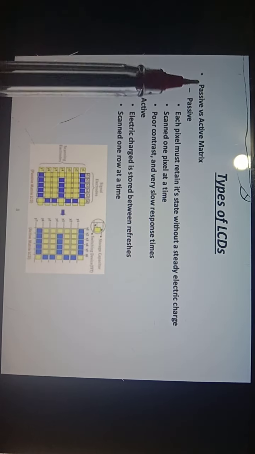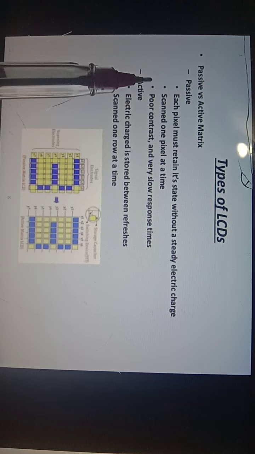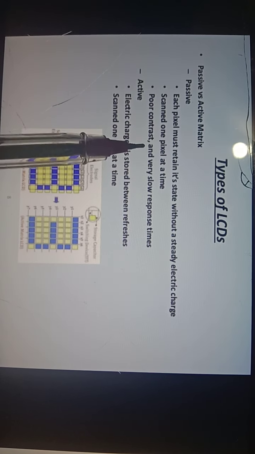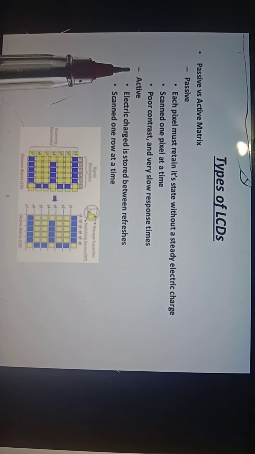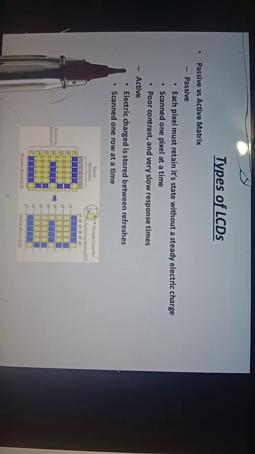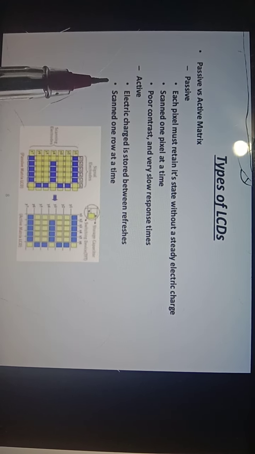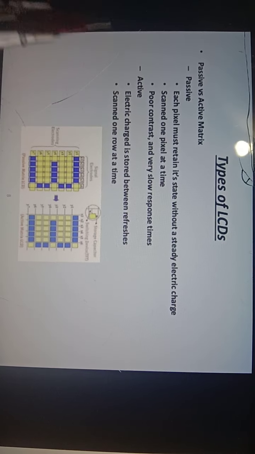Types of LCDs are passive versus active matrix. In the passive one, each pixel must retain its state without a steady electric charge. It is scanned one pixel at a time, with poor contrast and very low response times. Coming to active matrix, electric charge is stored between refreshes, and it is scanned one row at a time.